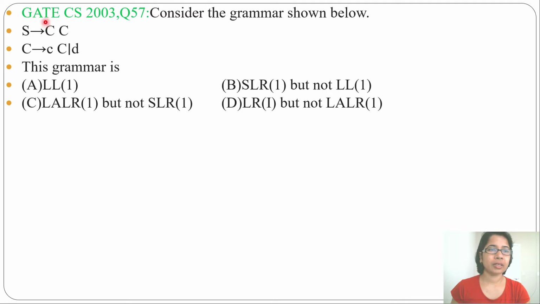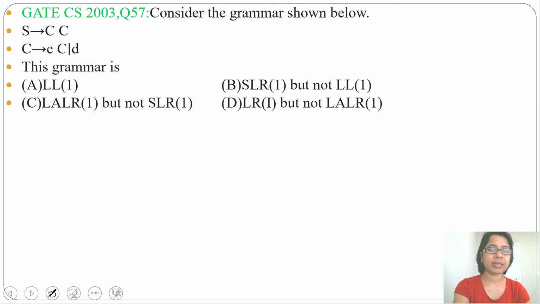First question, it was asked in GATE CS 2003, question number 57. Consider the grammar shown below. S derives CC, C derives cC or d. Four options are given. It is asking whether the grammar is LL1, SLR1, LALR1 and LR1 or not.